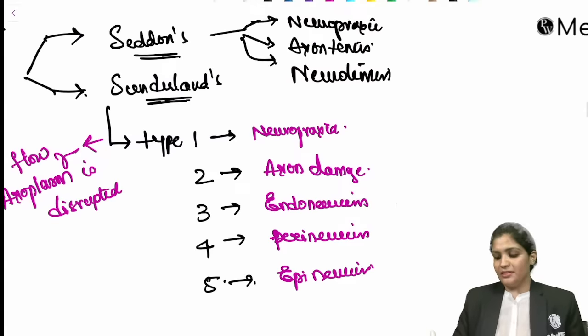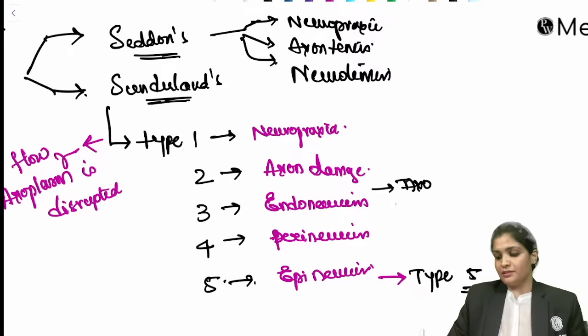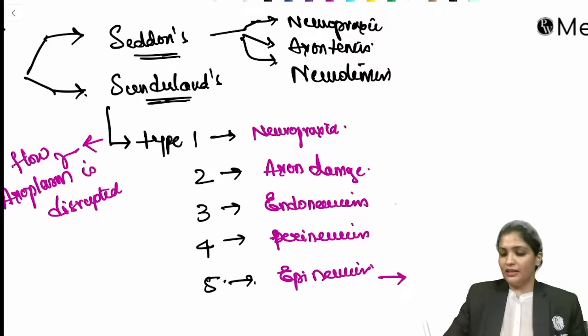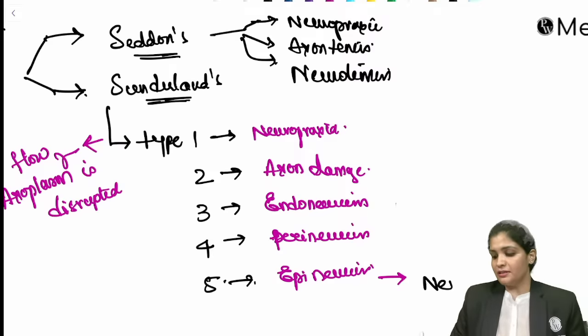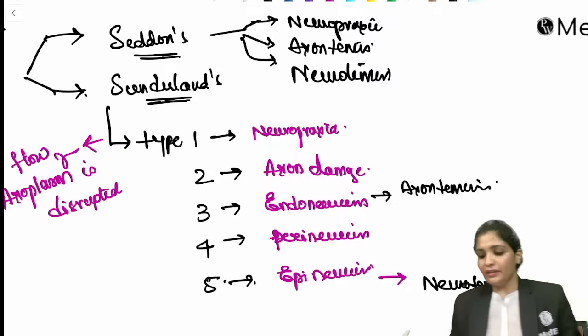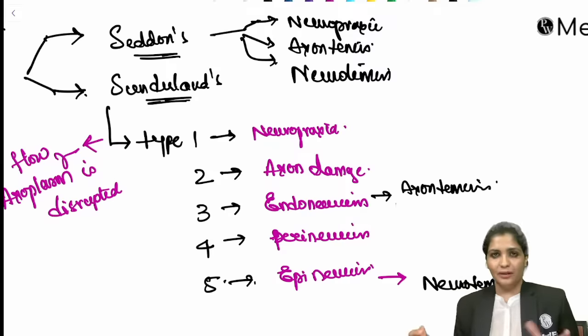So this neurotmesis is equivalent to your epineurium damage. So this is equal to your type 5, right? Sorry, and this is equivalent to your axonotmesis. Axon damage is equal to axonotmesis, right?